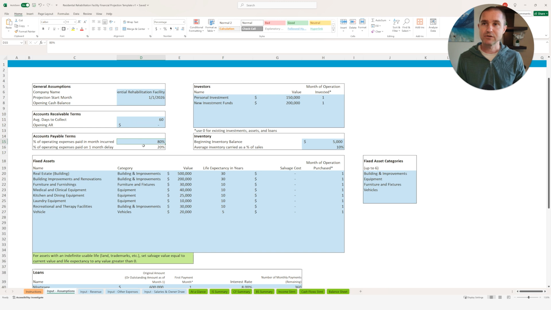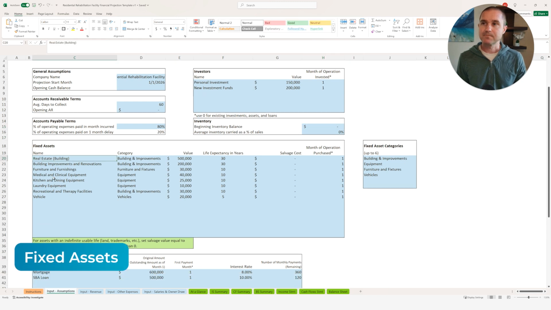Now, with the accounts payable terms here, we've got this set to an 80-20 rule. 80% of the expenses you'll pay in the month you incur the expense, 20% on a 1-month delay. So you can think of expenses that you might put on a credit card, where you incur the expense this month, but then have 30 days to pay that expense. And so we typically just suggest leaving that at the 80-20 level. Now, on the inventory side of things, we're just going to set this to 0. You aren't really selling a product that you have in inventory. Now, you might have some supplies, but that's really minimal probably. And so we're going to just set that to 0 for this use case.